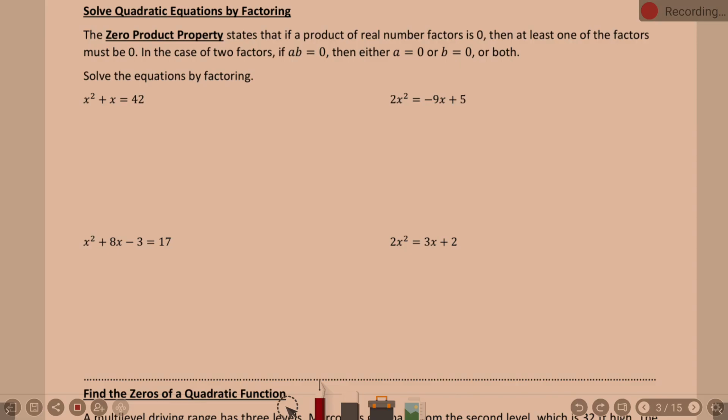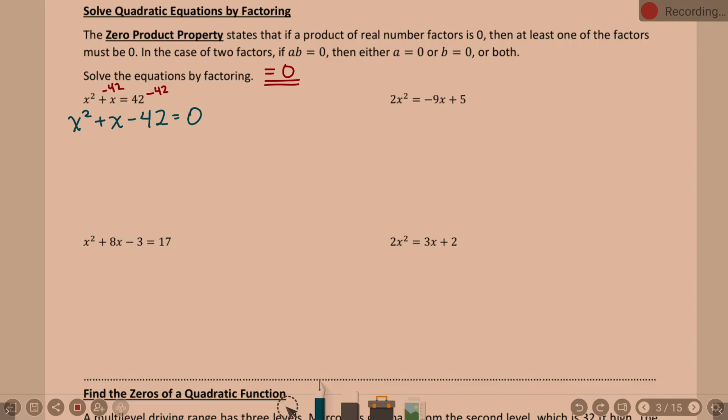We need to get all of this on one side. What you're going to hear me talk about lots today is we need to make our equation equal to 0. Anytime you're solving a quadratic, the general rule of thumb is we make the equation equal to 0. So I'm going to subtract my 42 to the other side, and I will have x squared plus x minus 42 equals 0. That's going to be your first stop every time you see an equal sign. Make that equation equal to 0.